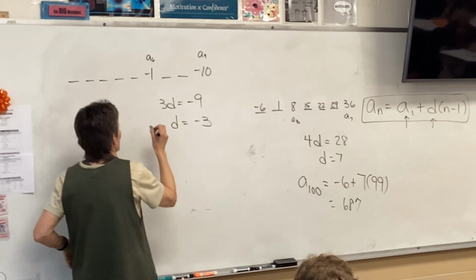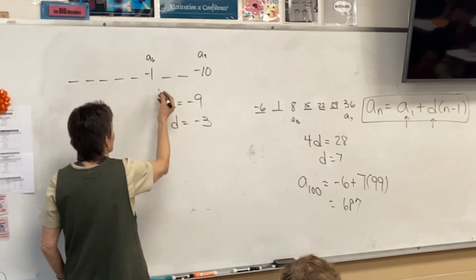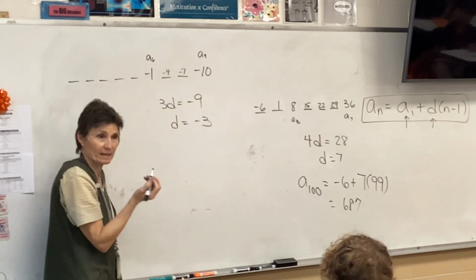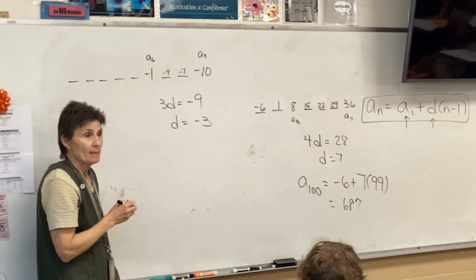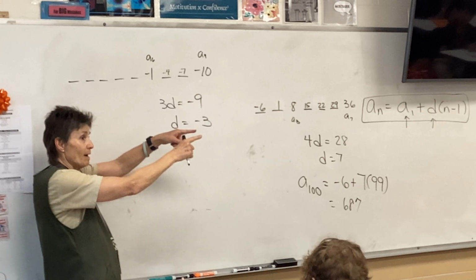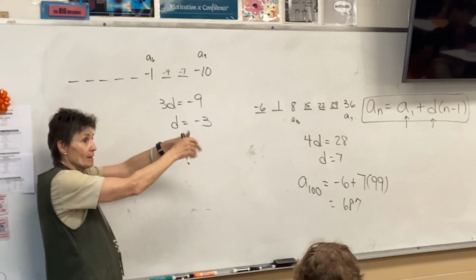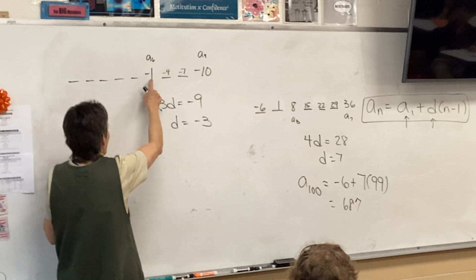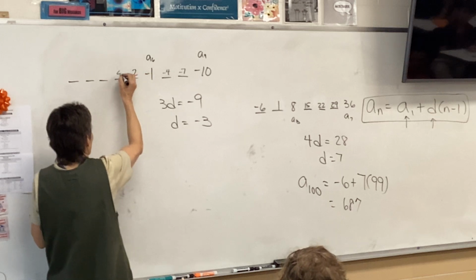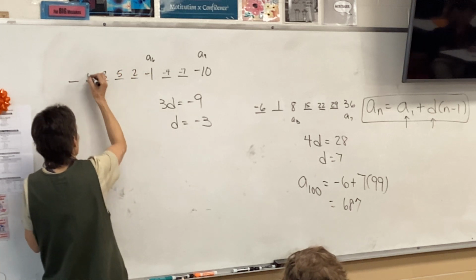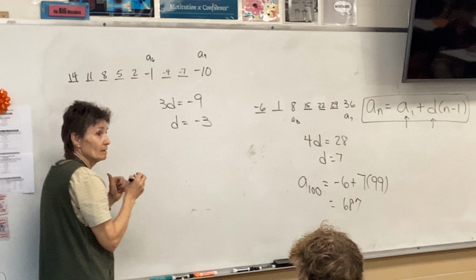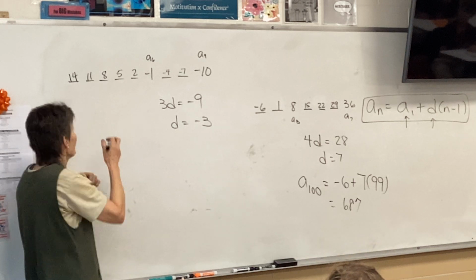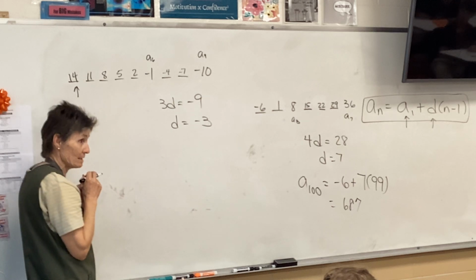okay? So if I'm backing up 3, then this one would be -4, this one would be -7, that one would be -10, so it works out. If that way I'm subtracting 3, then this way I will be adding. So adding 3, adding 3, adding 3, adding 3, adding 3, 14. So my first term is 14.